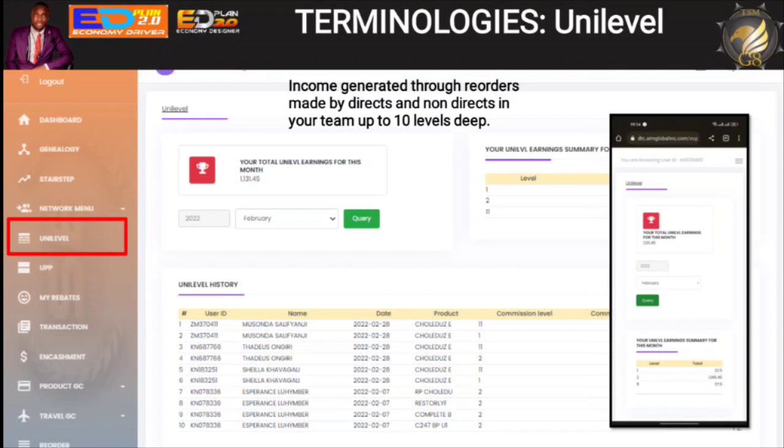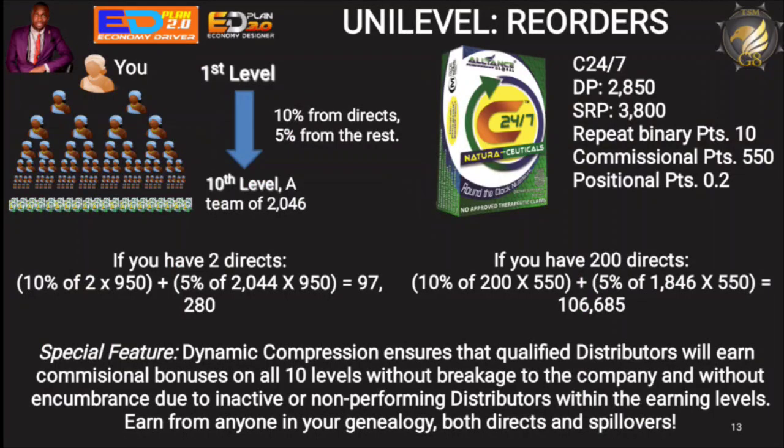Unilevel. Unilevel is the income generated through reorders made by your directs and indirects of your team from level 1 to level 10. This is where you're going to get the unilevel, okay? And it will tell you the income that came from those people with anything that they were able to buy. So you can see here, this is you here, and Unilevel goes to 10 levels, level 1, level 2, level 3, level 4, like that. Up to 10 levels, you get to have a total population of 2,046 people.